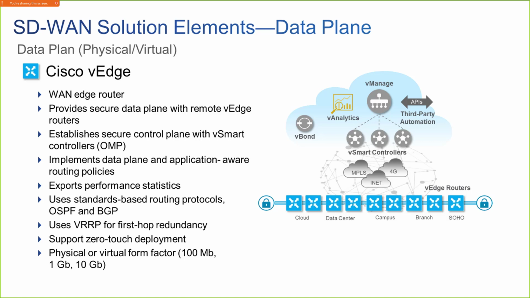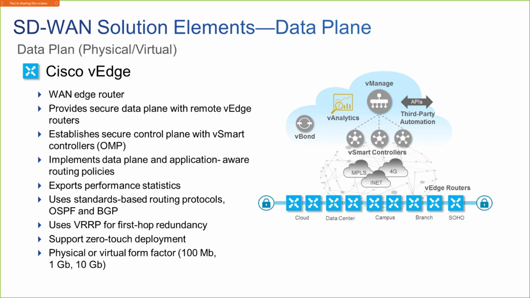The orchestrator also tells the vSmart controllers and vManage that this new vEdge router wants to join the particular domain. Okay, so we mentioned these four pieces before, right? These four critical elements to the overall SD-WAN architecture. And you can see now how they communicate with each other.